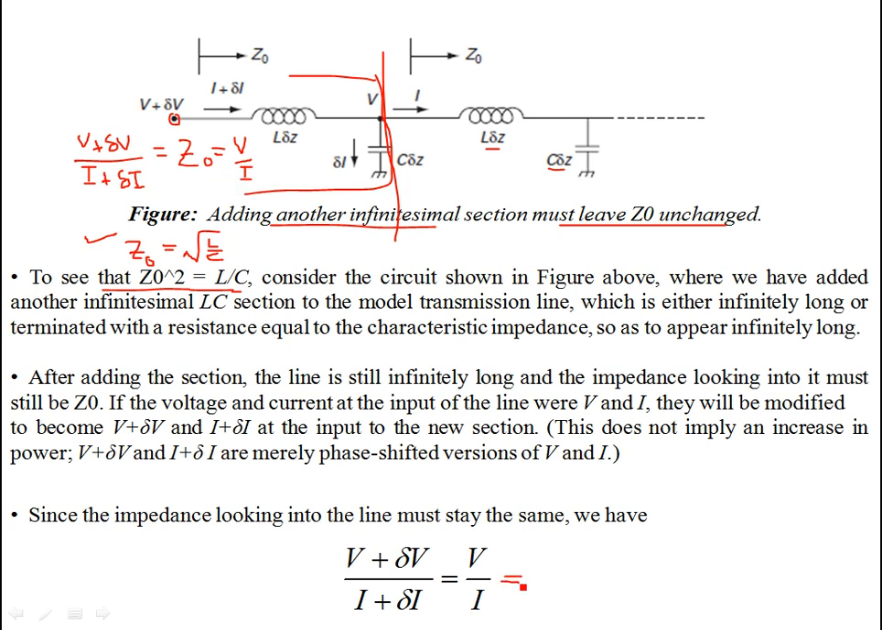So the ratio of V plus delta V to I plus delta I is still the characteristic impedance, Z naught, of the transmission line. To see how this comes about as the square root of L by C, let's consider the circuit shown above, where we have added another infinitesimally small LC section to model the transmission line. The line is either infinitely long, or terminated with a resistance equal to the characteristic impedance, so it appears infinitely long. Still, you don't have any reflections. So at any point, the ratio is still the natural impedance, Z naught, provided that there is no reflection. After adding the section, the line is still infinitely long, and the impedance looking into it must be Z naught, which is the case here.